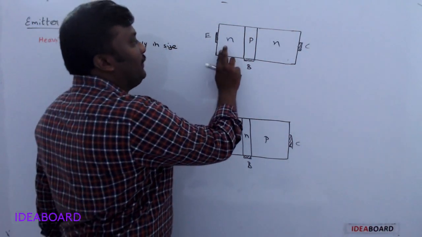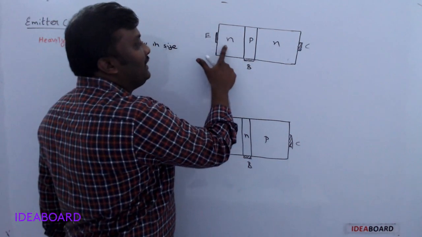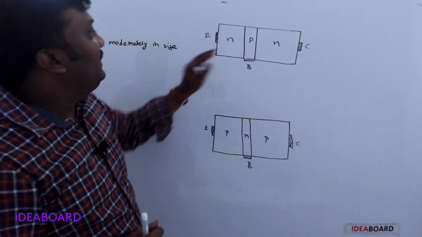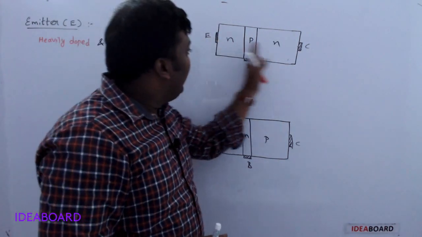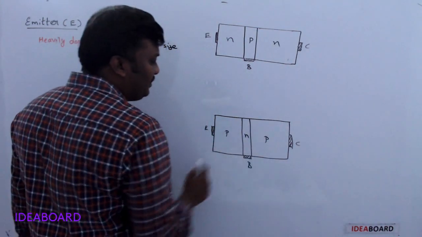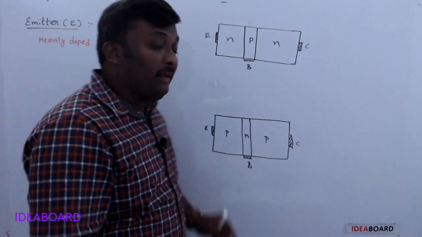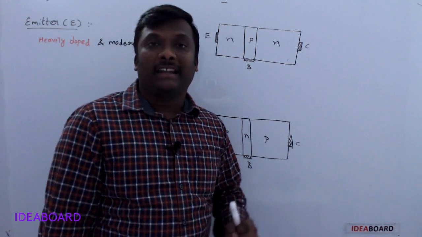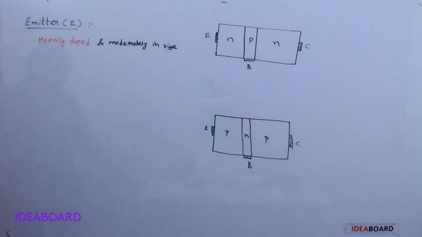Let us see here. Suppose an NPN transistor: the majority charge carriers in an N-type semiconductor are electrons, right? So in this NPN transistor, the emitter emits a large number of electrons. In a PNP transistor, P is the emitter. That means it emits a large number of holes for the flow of current in the transistor. Understand?